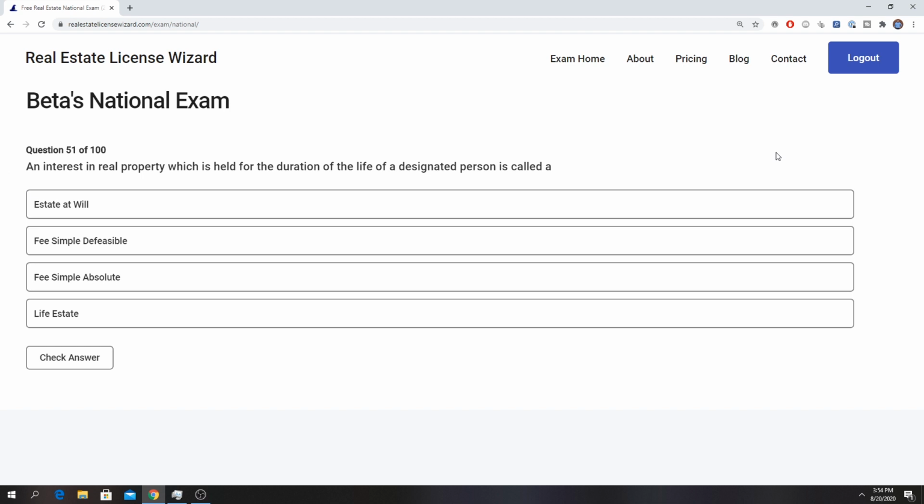All right, 51. An interest in real property, which is held for the duration of the life of a designated person, is called a, and it gives us 4 options: estate at will, fee simple defeasible, life estate, or a fee simple absolute. Oops, got those two mixed up there. But yeah, you guys get it. All right. So think that one over. Going to give us an opportunity to reread it, pause here, things like that.